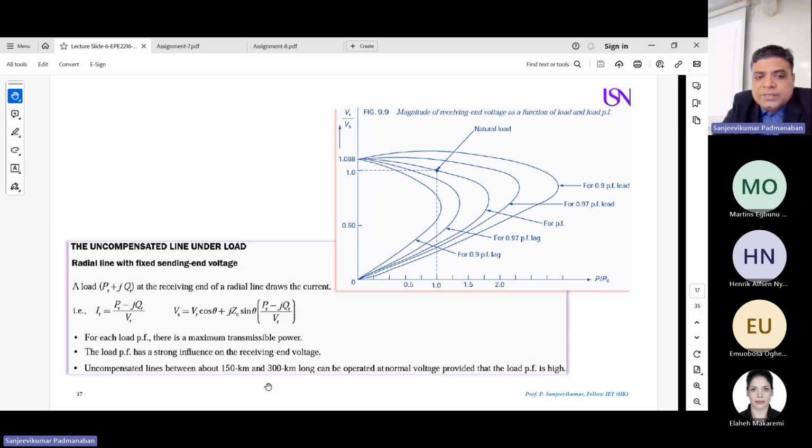So in the case of uncompensated transmission lines, for example, operated systems between 150 kilometers and 300 kilometers long, the normal voltage is provided and the load power factor is high. So in the case of a transmission line of 150 kilometers to 300 kilometers, obviously the normal voltage has a very high power factor. So much compensation is not required. You don't want a compensator in your transmission line for short lengths, 150 kilometers or 300 kilometers. The uncompensated system doesn't require a compensator because you get a very good power factor. Can I go to the next one?